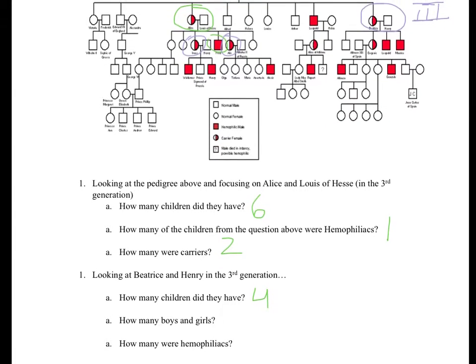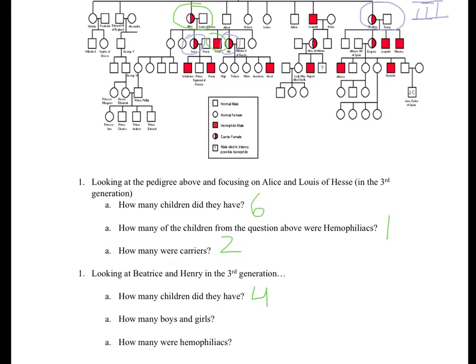And the next question, how many boys, how many girls? And so we have to look again close at that. Of the 4 children, I will circle the boys. 1, 2, 3 boys. So 3 boys. And the other one is a girl then. So this would be the answer to that question.